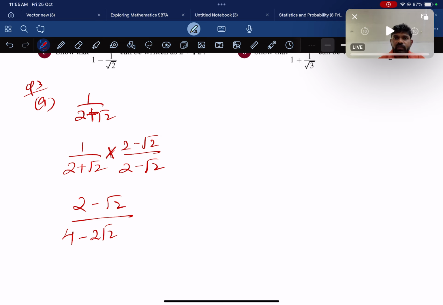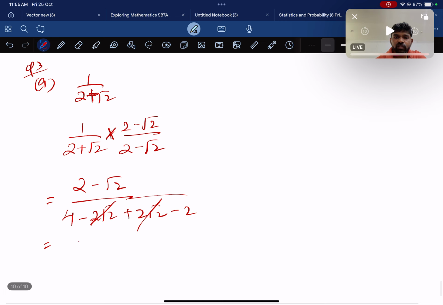And when I multiply root 2 times 2, I get plus 2 root 2, and when you multiply root 2 times root 2, that will give you 2, with a minus sign. So make sure that the surd value in your denominator always cancels out, so that we can say it has been rationalized, or got rid of the surd. You know that minus 2 root 2 and plus 2 root 2 go out, so we are only left with 2 minus root 2 divided by 4 minus 2, which is 2.